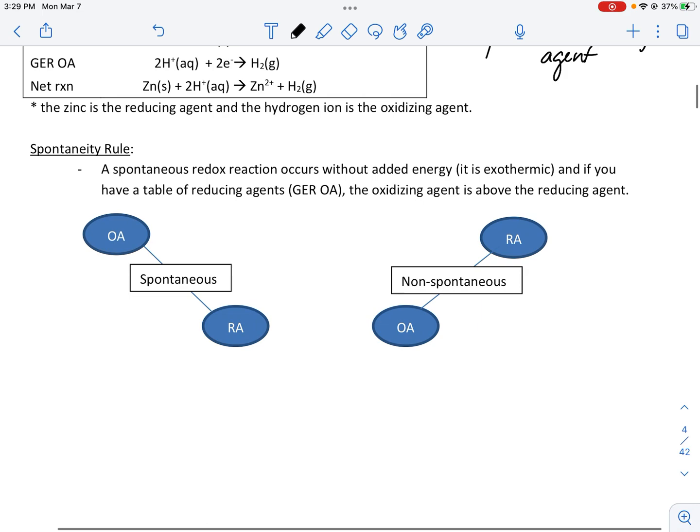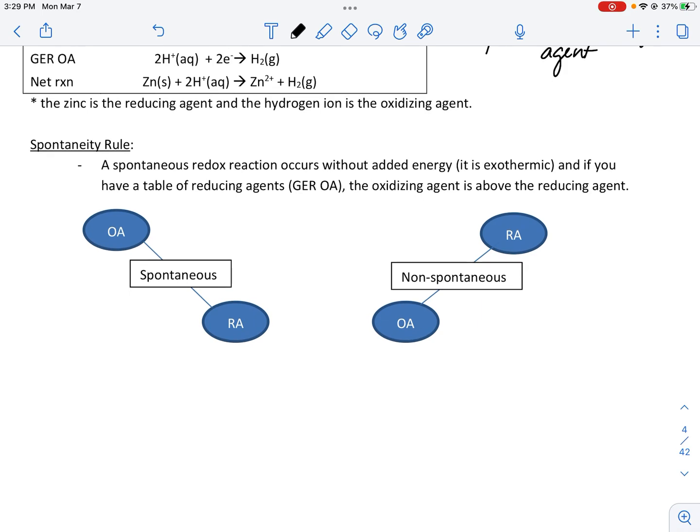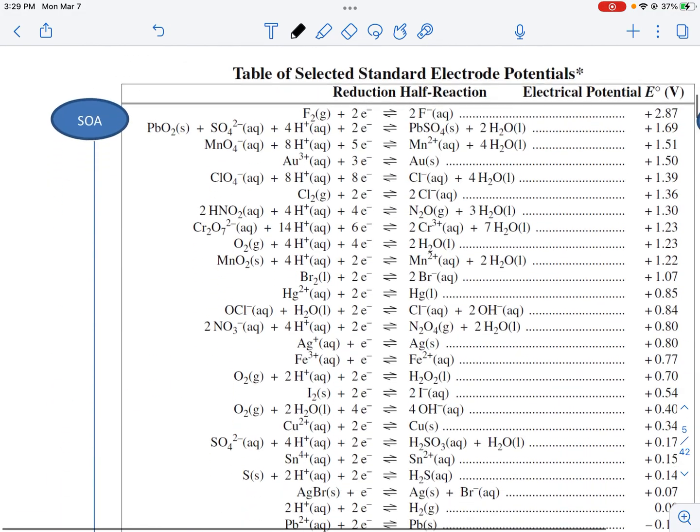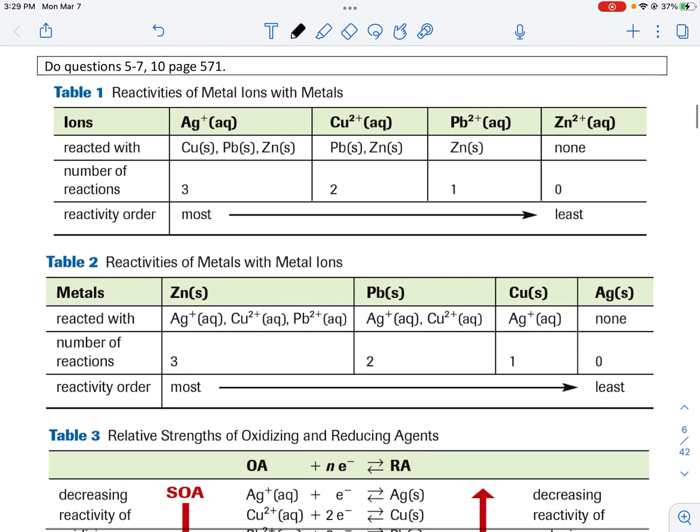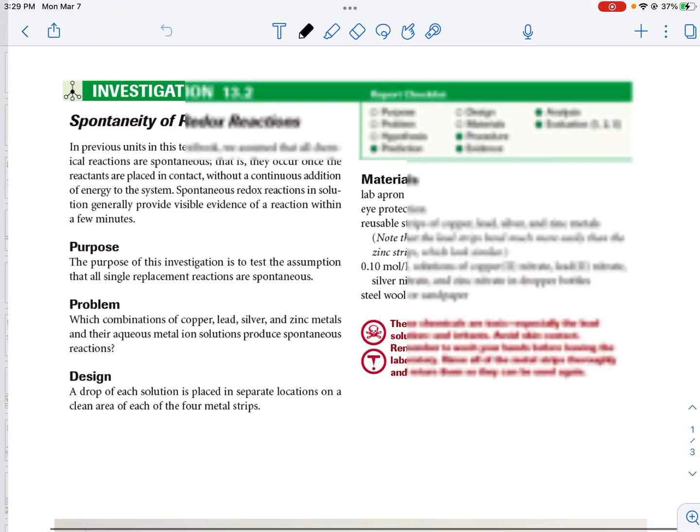Now, we're going to run into this spontaneity rule and we're going to use it later. But this applies to reduction tables. We are going to build a reduction table using evidence. So now we're going to go back to our lab.